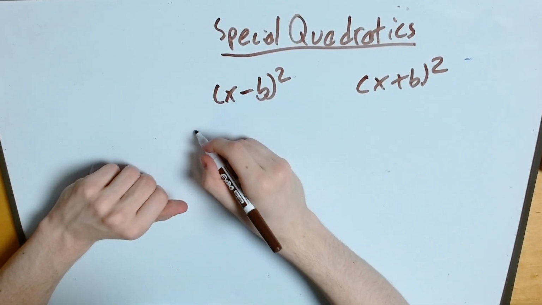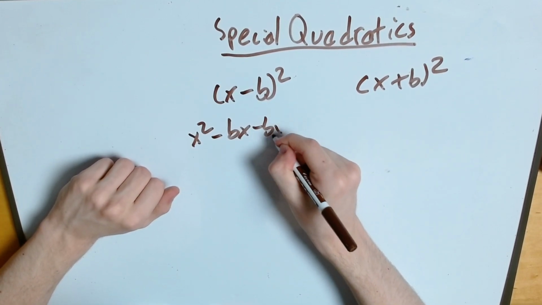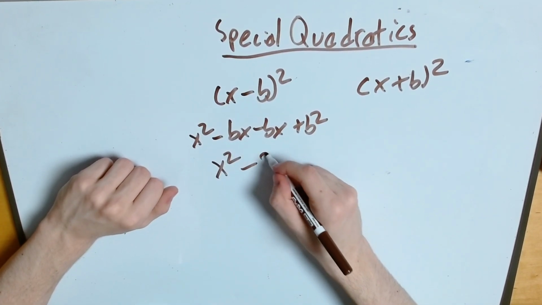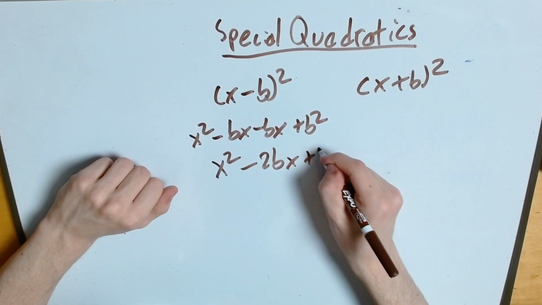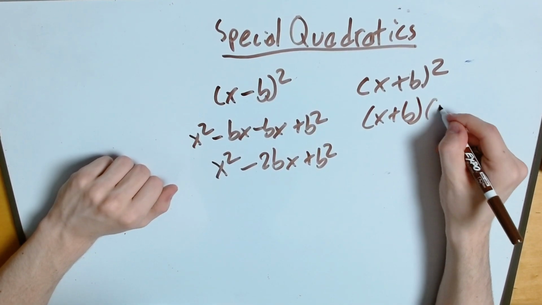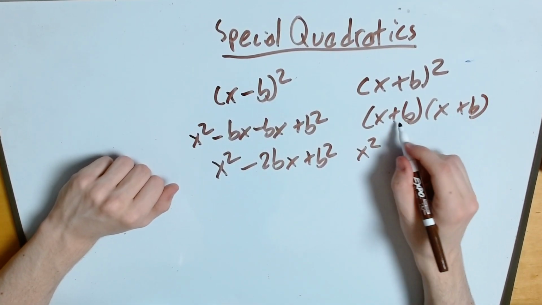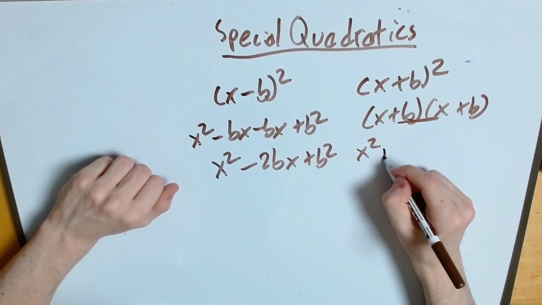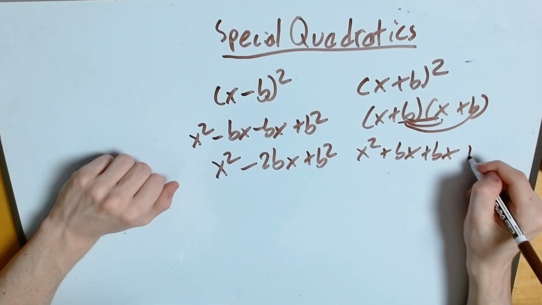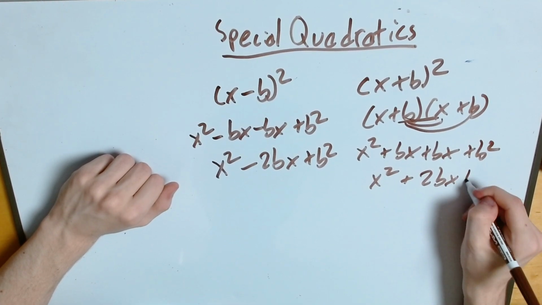Right? So we figure this out. We're going to have x squared minus bx plus b squared, or more generally, x squared minus 2bx plus b squared. And now if we were to expand this out, we'd have x times x, or x squared, plus bx plus b squared, or x squared plus 2bx plus b squared.